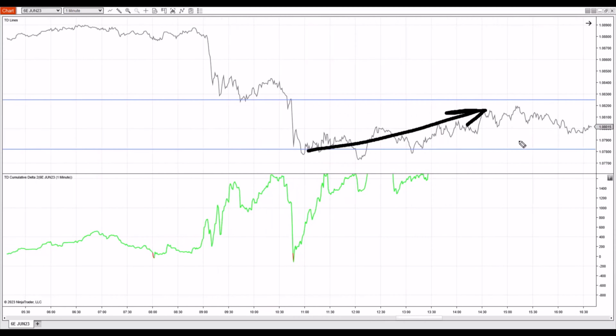And finally, as you can see, the buyers started to drive the price up first, and there was a nice reaction to that second support. But if you didn't have delta here, you wouldn't be able to tell that buyers were very active. All right, so that's the first example I wanted to show you on the Euro futures.